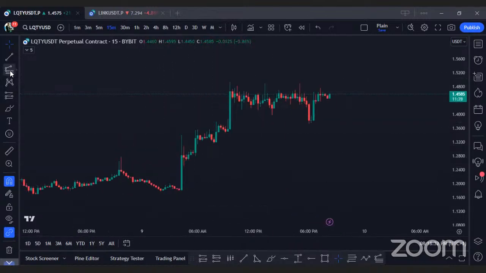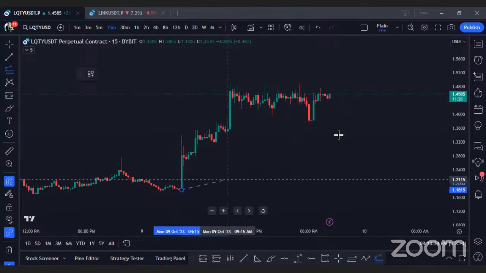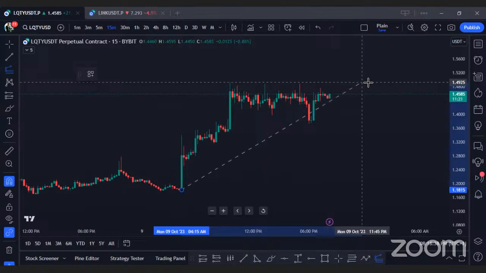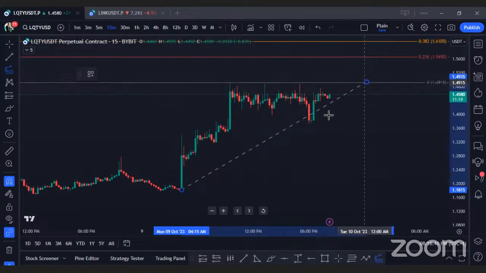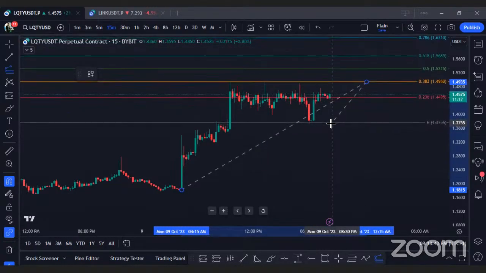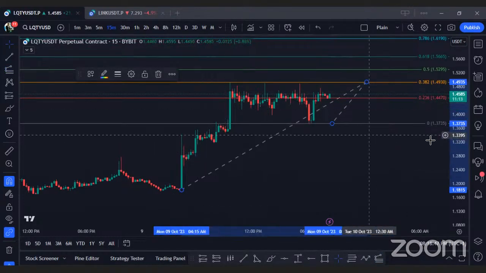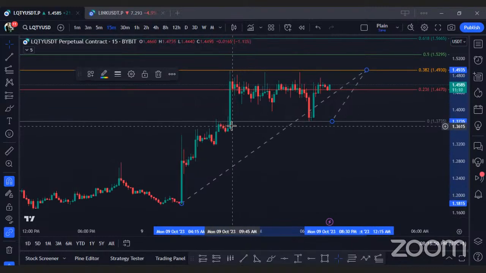So I can decide to equally take it from this move down here. Take it to that high there, right? We have the high here. And then I'll take it to this low here where we'll pull back down to. But the one that will work best for me would be this level around here.